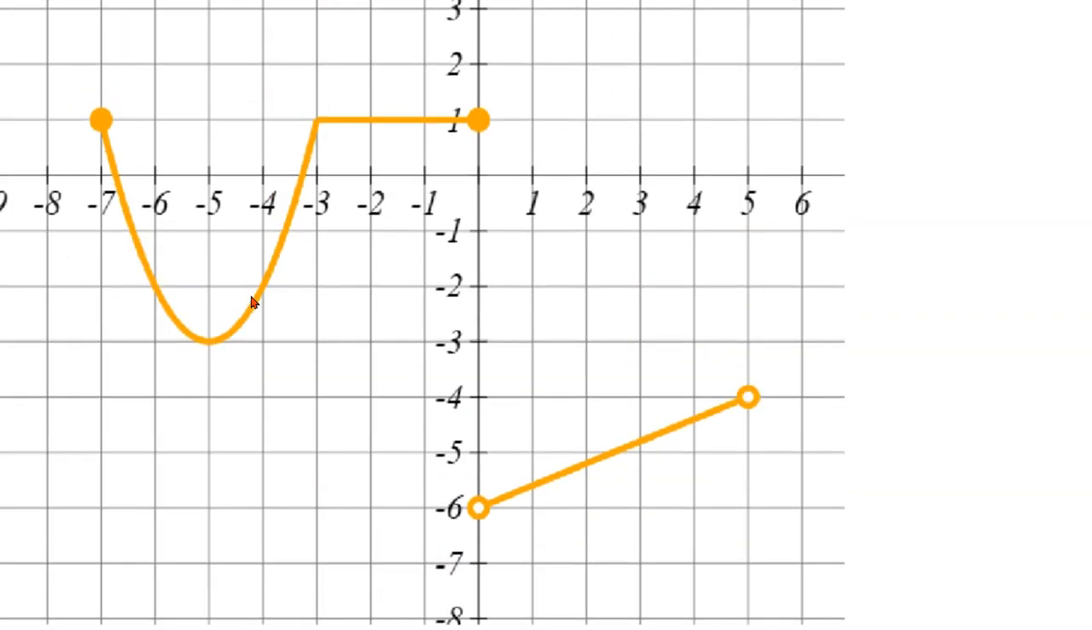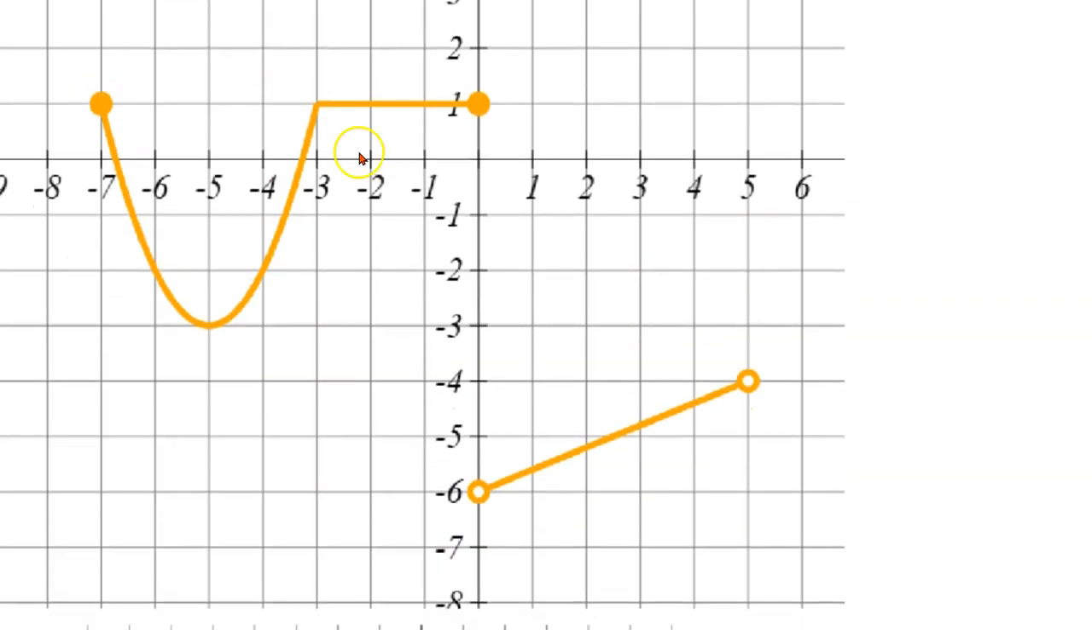Hey guys, so for this function, let's find a domain and a range. So for the domain, you can begin by marking the following. Notice that at x equals -7, y has the value 1. So this graph is defined. There's a y coordinate. And it's like that for every value of x from -7 to 0.